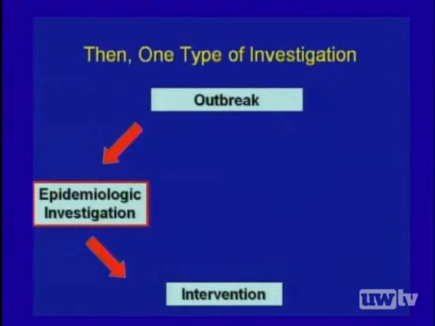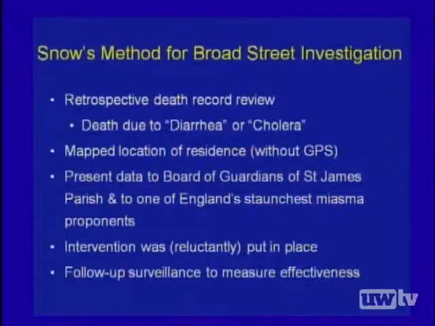But unfortunately, in John Snow's time, those things were not available. You have to remember that we didn't even know that cholera was caused by a bacteria. He had an epi-investigation, and these were his methods. John Snow did a retrospective death record review. He went down to the registrar and identified all the deaths that were due to diarrhea and cholera. He then mapped the location of each of the residences without satellites and without GPS. He presented those data to the Board of Guardians of St. James Parish and to some of England's staunchest miasma proponents, who decided to put an intervention in place.